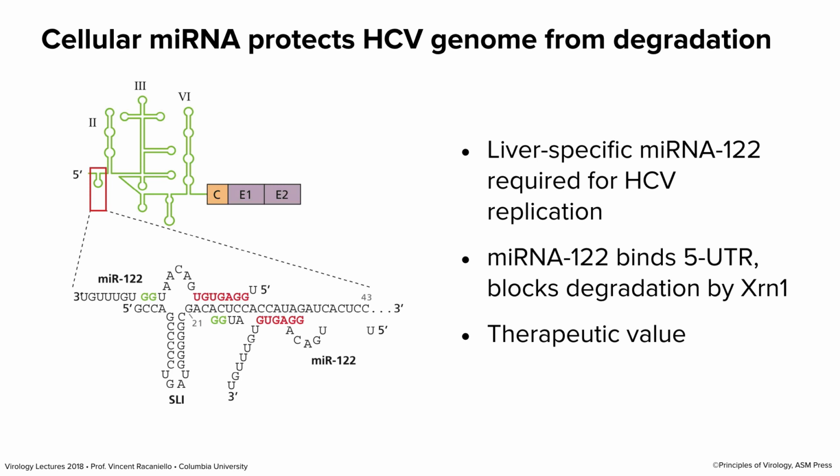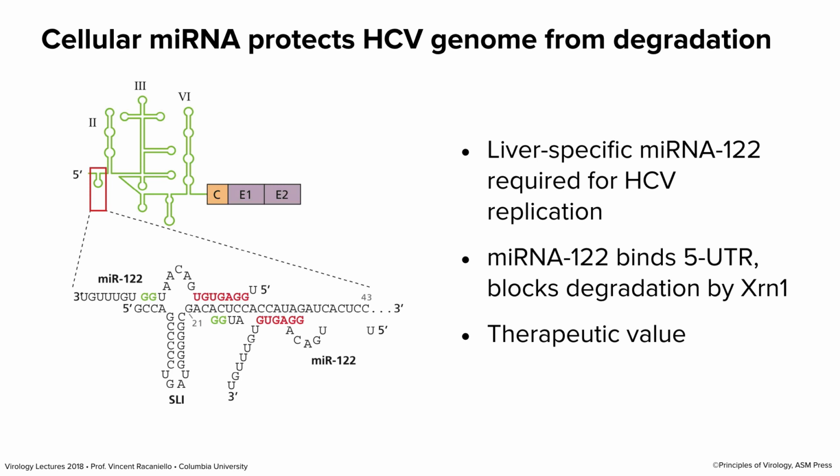And you can see there are two copies of miR122, one at the very 5' end and the second one downstream a bit, which are base pairing with the RNA. And they block degradation by XRN1. If not for these miRs, the RNA would be degraded by XRN1.